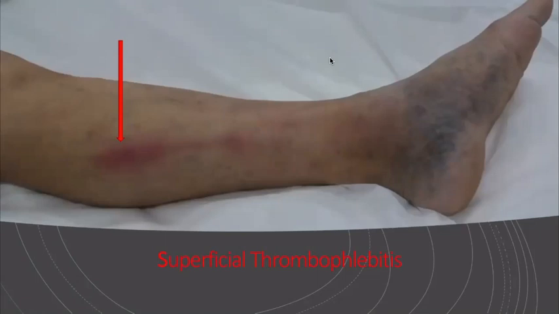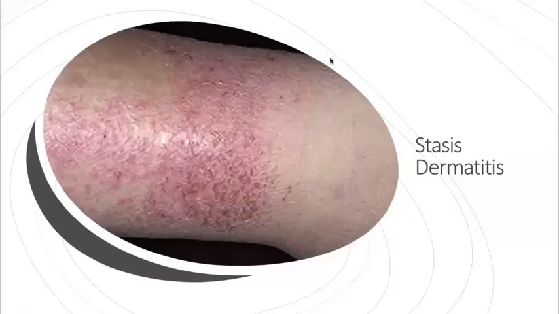Stasis dermatitis is just like blood that kind of sits in one area of the leg. What it does is it lends a brownish appearance to the leg because of the pooling of blood. So sometimes there's brown pigmentation in the leg, and that's just because blood is staying or pooling in one area. That's how I remember the word stasis, because blood is just kind of staying in the same area.